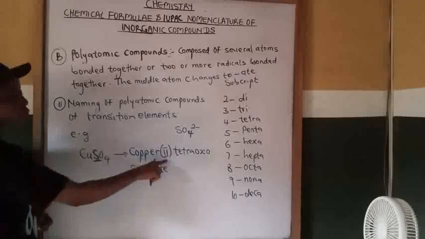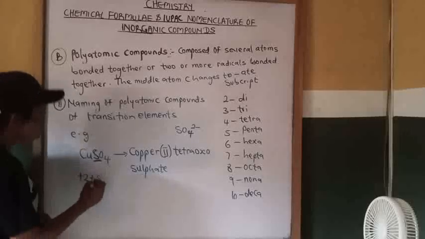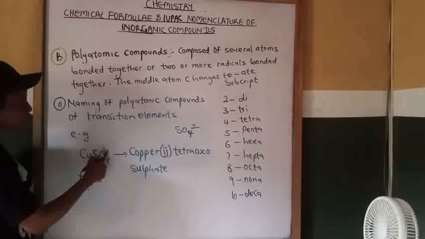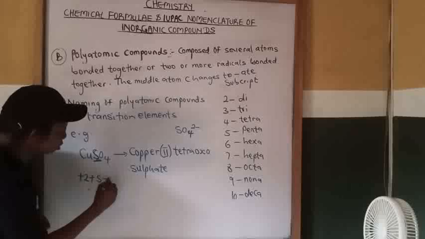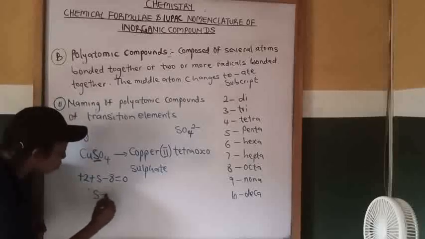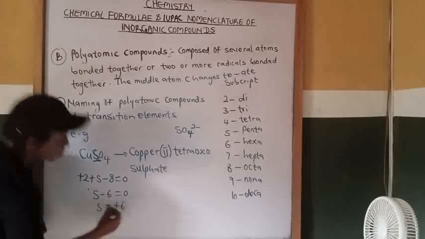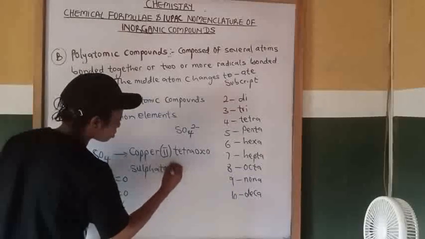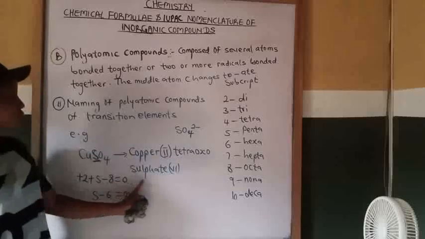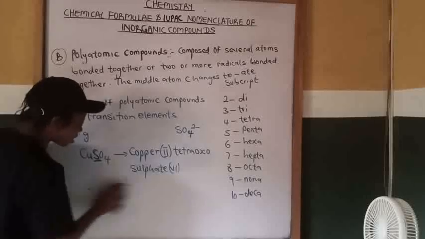Now copper is +2. The oxidation number of copper is +2, then plus sulfur. The charge on oxygen is -2. -2 times 4 will give us -8, equal to 0. So therefore +2 minus 8 will give me -6 equal to 0. Then S equal to +6. So sulfate 6. So you call it copper 2 tetraoxosulfate 6. So let's take another example.